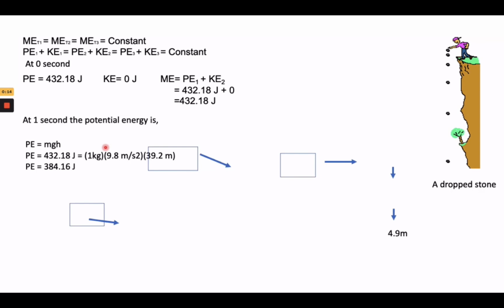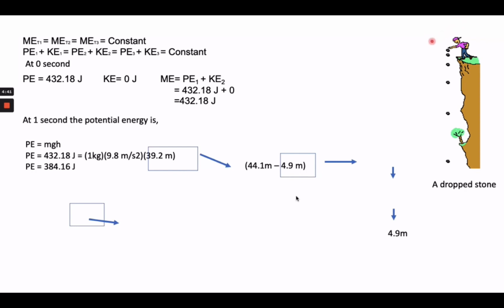So our equation is potential energy is equal to mass times gravity times height. We have that already. So we have 1 kilogram for the mass of the stone, our constant value 9.8 meters per second squared. And for our height, it's 39.2 meters. Now, how did we get 39.2 meters? That's simply 44.1 meters minus 4.9 meters.